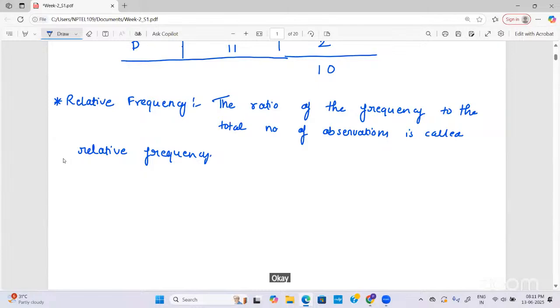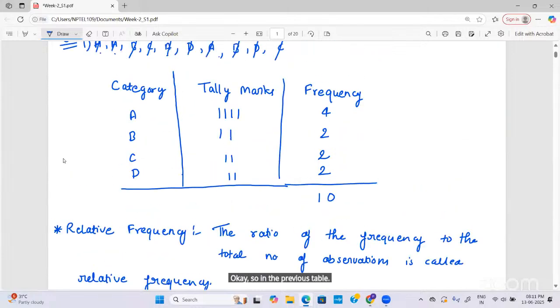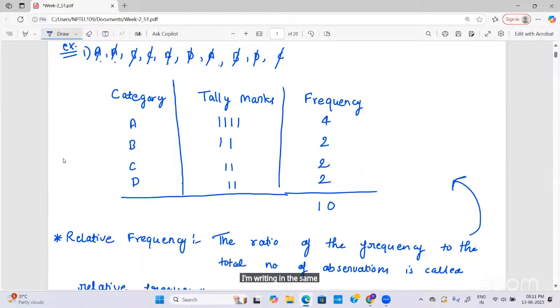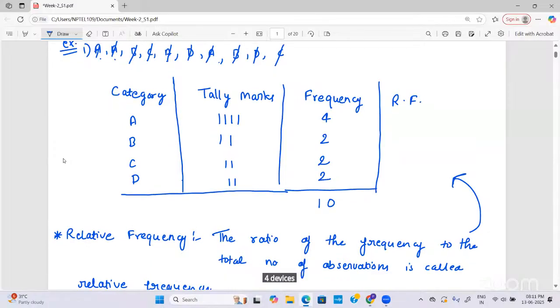Okay, so in the previous table, if you want to find the relative frequency, what you have to do? I'm writing in the same table. So you have to write the relative frequency. For A, the relative frequency will be 4 divided by 10, so it is 0.4. Similarly for B, it will be 2 divided by 10, 0.2. Same for C, 0.2.